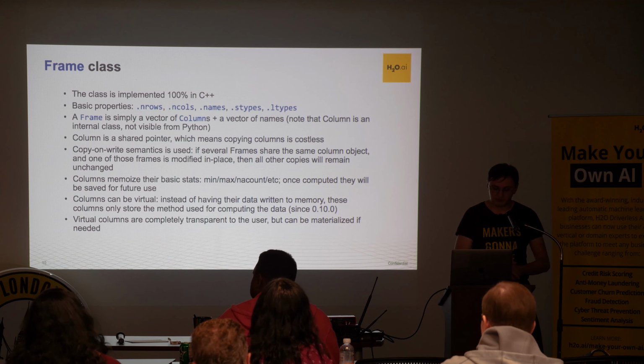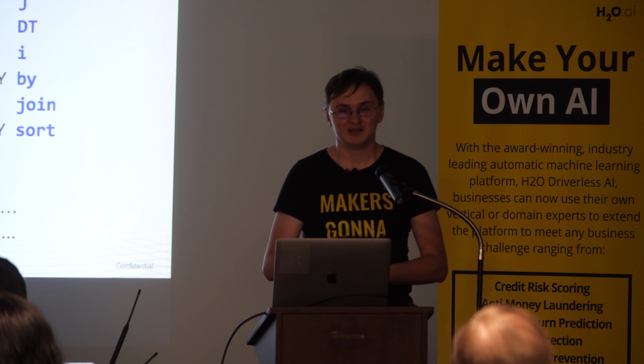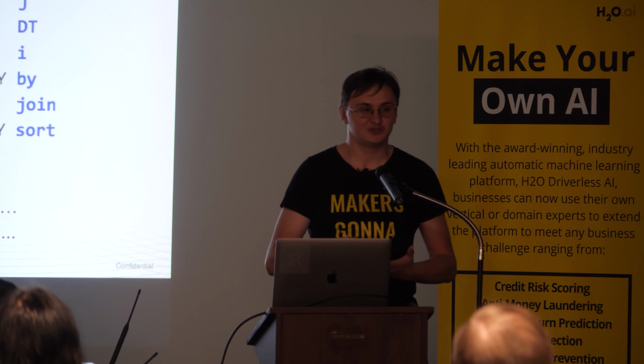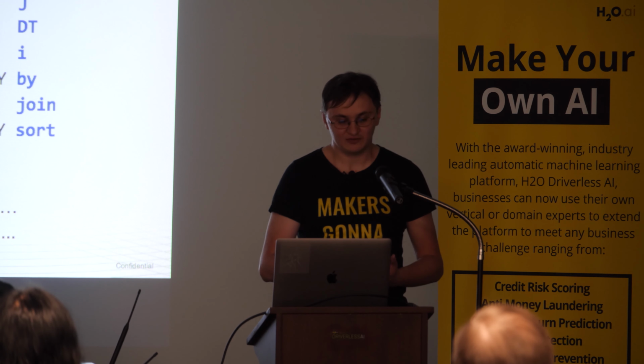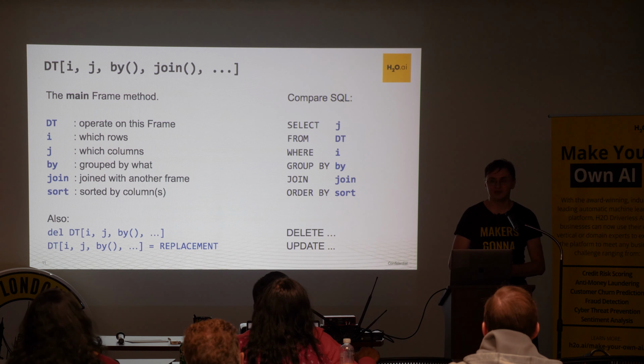So now the fun part. The previous slide said we have a main class, which is Frame. We also have a main function in the library. This is not very traditional, to have a main function, but basically we are saying that everything that we would like to do with a frame, we want to do through a single function, which is a square bracket function. And this comes directly from data.table. So if you're familiar with data.table, you know what this slide means.